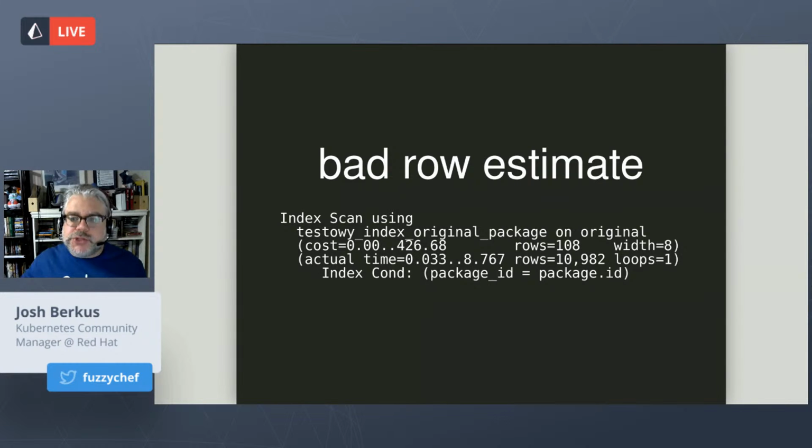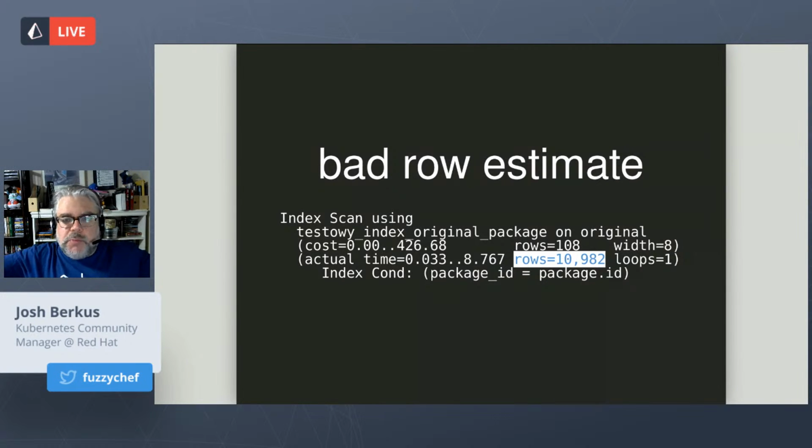Another example that you'll see all the time is bad row estimates. And this is where those graphical tools can really help you. So here you see that Postgres thought that this index scan was going to return 100 rows, where it actually returned 10,000 rows. So that's two orders of magnitude off.